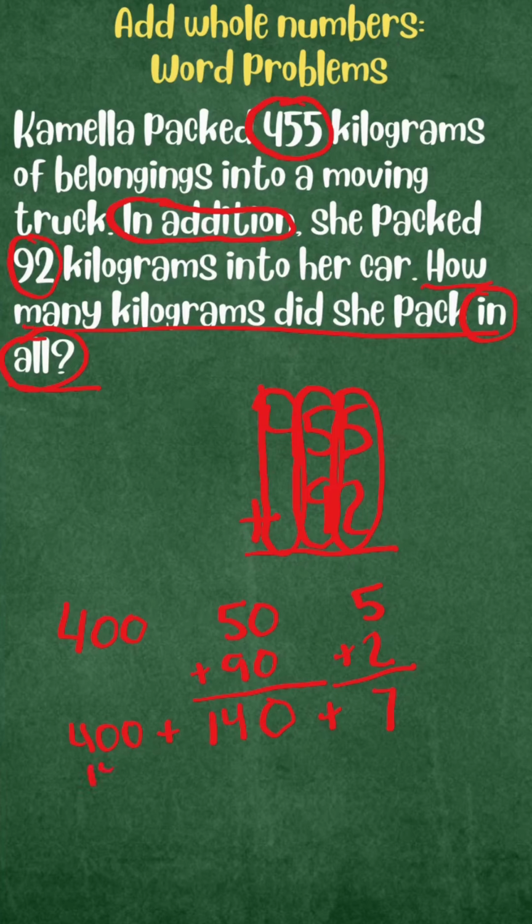So let me put the 140 underneath the 400 and add that first. And when I do, that equals 540. And then I'll just add the 7 to that. So my final answer would be 547. Okay, so that's one strategy. And obviously the other strategy is just to add them, which I'm going to show you in the next example.